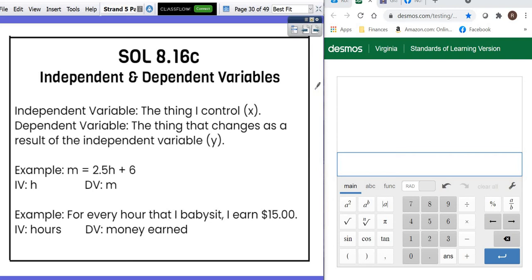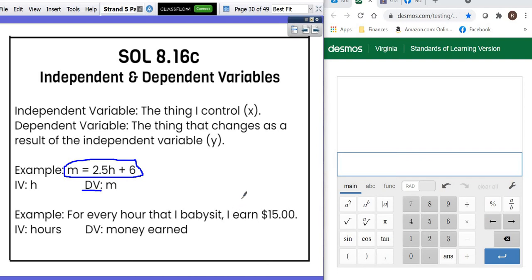All right, so now we're going to talk about the difference between independent and dependent variables. Independent variables are the things that I can control. They're also the X. A dependent variable is the thing that changes as a result of the independent variable, or Y. But for example, if you have an equation, always remember that the variables are the letters, first of all. You don't want to mess that up. But the letter or the variable that's all by itself is always going to be the dependent variable.